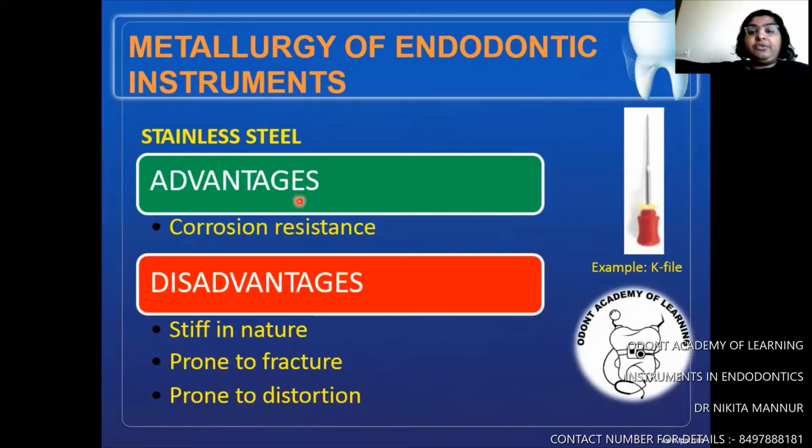Coming to stainless steel instruments, for example, we have a K file. They are highly corrosion resistant, but they are stiff in nature and prone to fracture and distortion. So with all the hand instruments that we use, you always have this one fear that it will break inside the canal, because it's not very flexible. It doesn't adapt to the canal anatomy very easily. Therefore, all the hand instruments that we use, which are made of stainless steel, have to be used with a lot of care inside the canal.